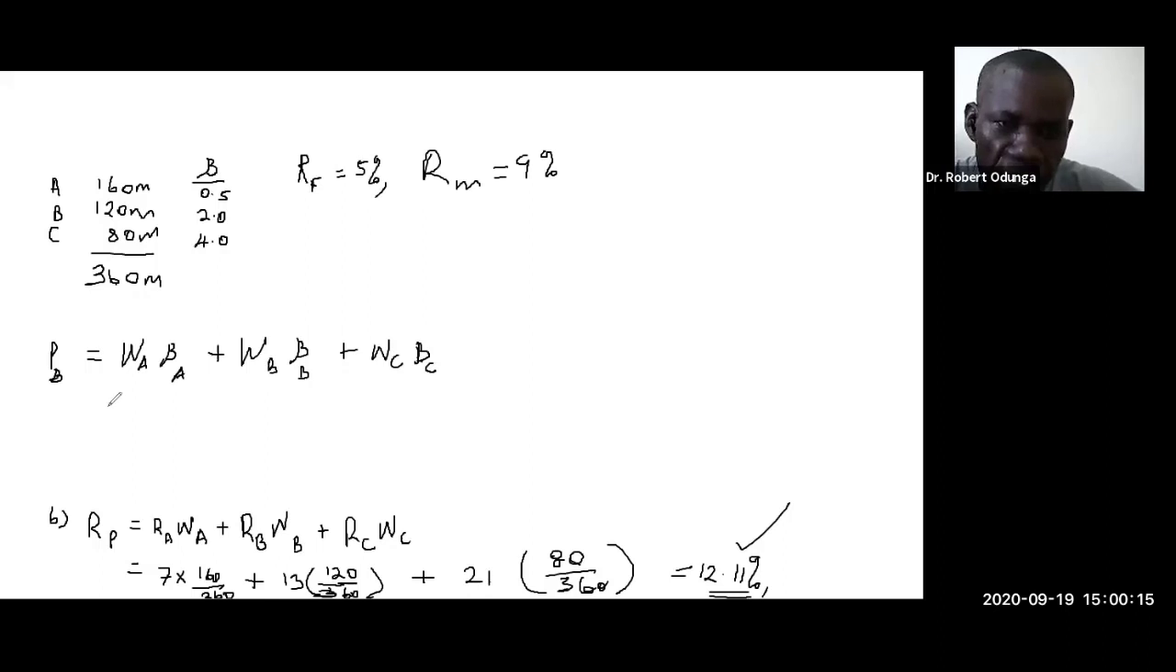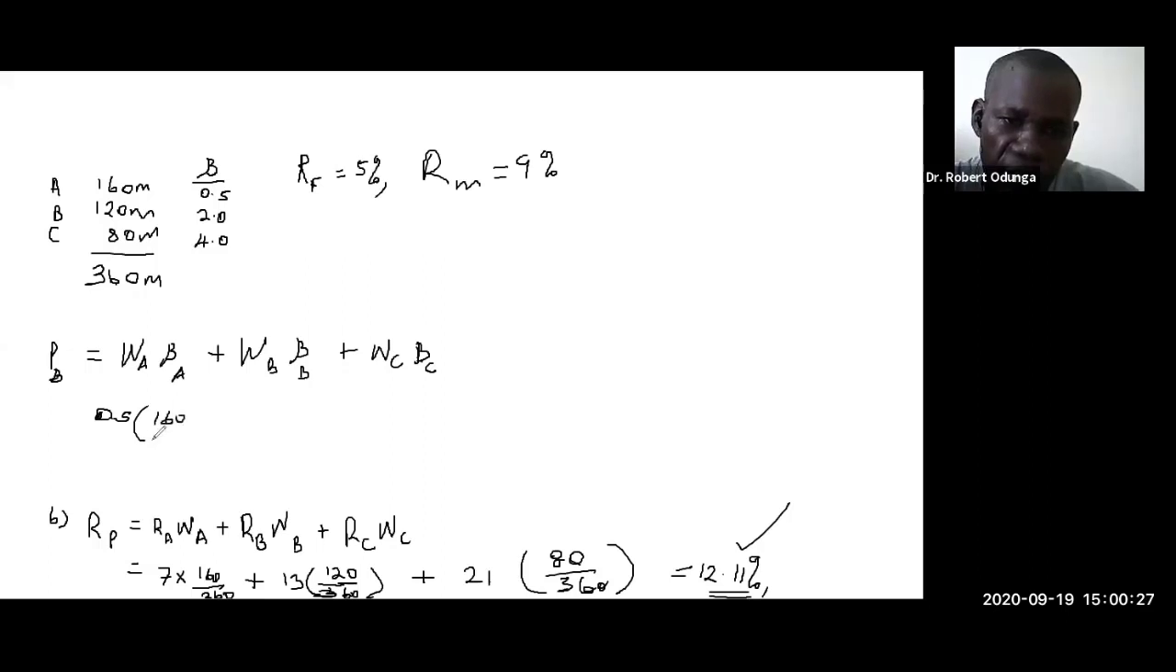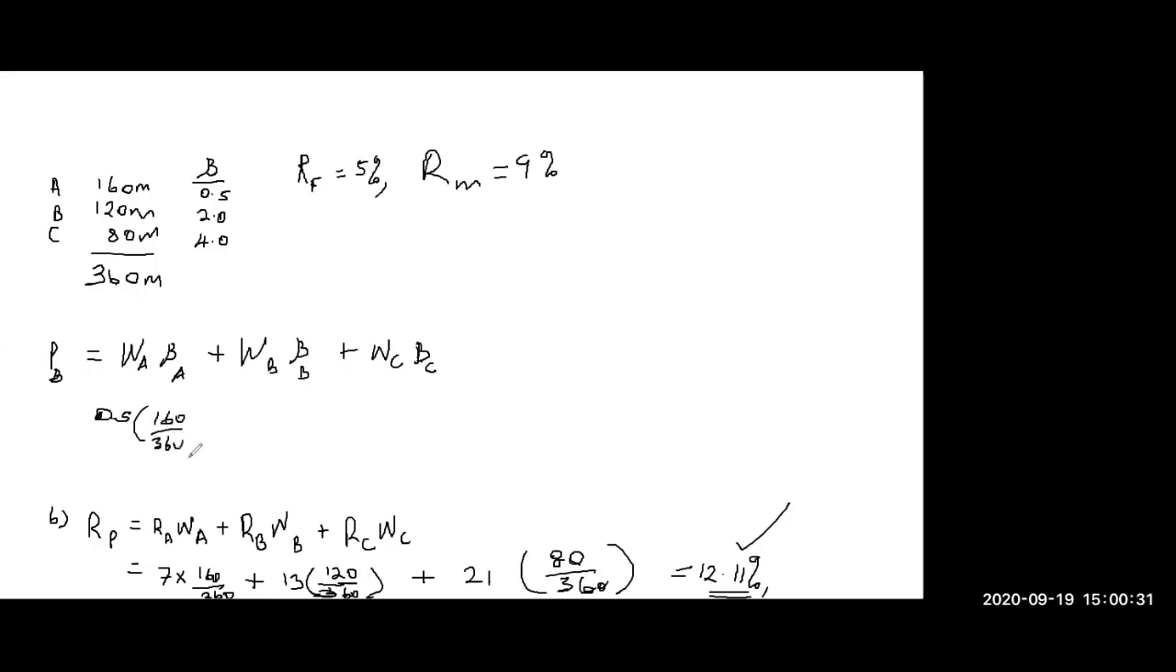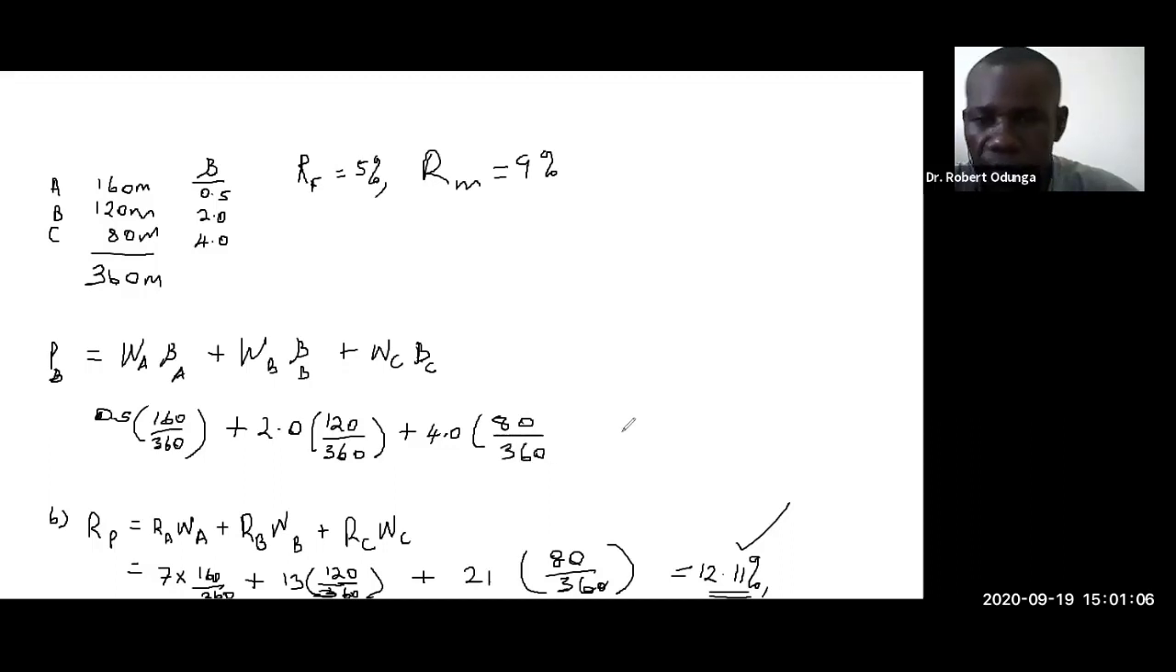All right, so betas we already have here. So we have 0.5 for A into 160 divided by 360, plus beta of B is 2.0 into 120 divided by 360, plus beta of C, which is 4.0, into 80 divided by 360. So what do you get if you work that out?